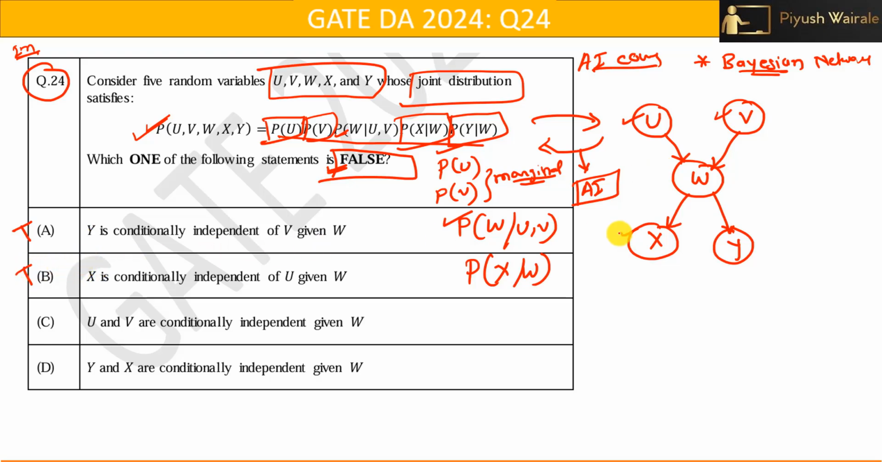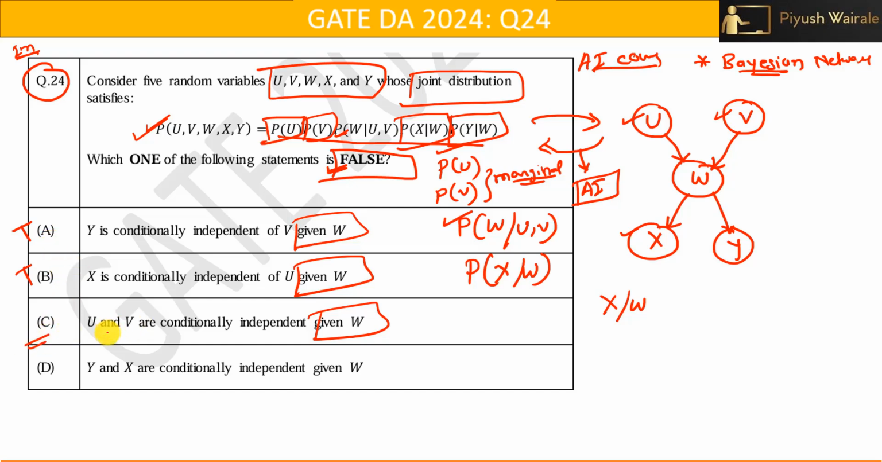If you observe here, you can think that X is dependent on W, but W is also dependent on U, so X and U are related. No, it is not like that. Here we are saying given W, so W is already given to us. The relation between W and U is not going to be considered in these two scenarios. Please remember this. So both options A and B are true.